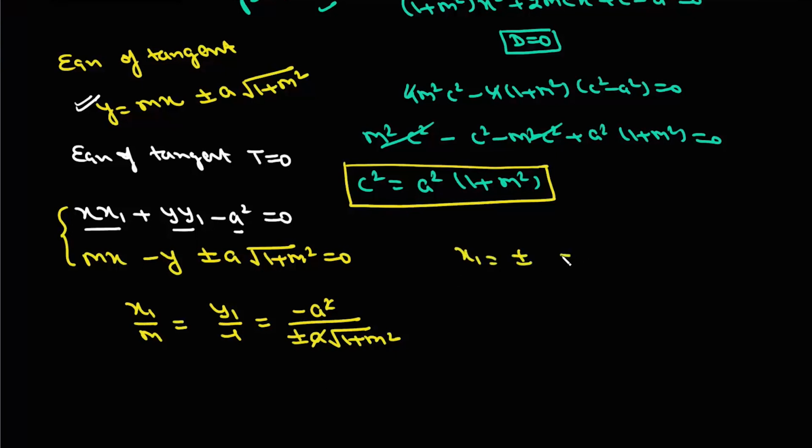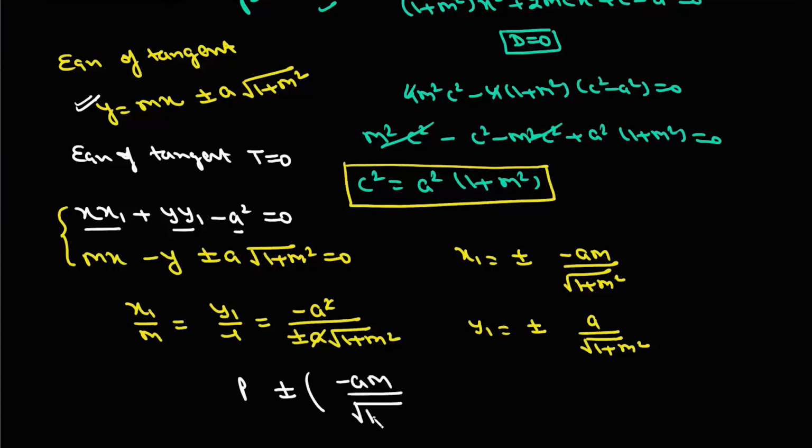So we can write this x1 as plus minus, and then minus am upon under root 1 plus m square, and this y1 will be plus minus a upon under root 1 plus m square. So this point of contact P will be plus minus, and then this is minus am upon under root 1 plus m square, and this is a upon under root 1 plus m square. So this is how we find the condition of tangency, equation of tangent, and point of contact.